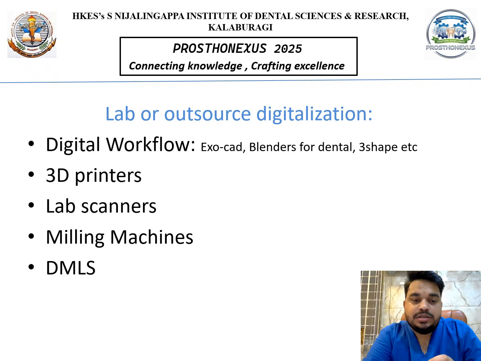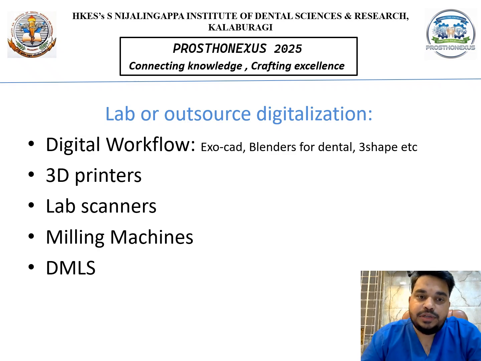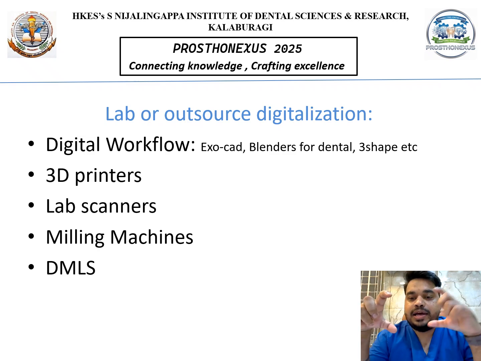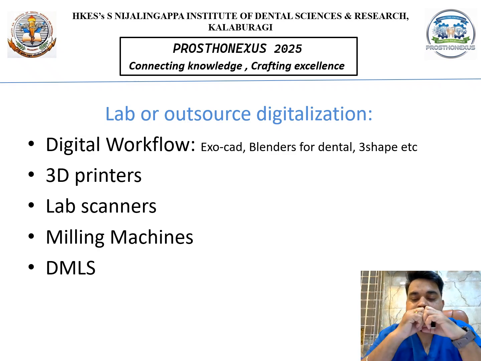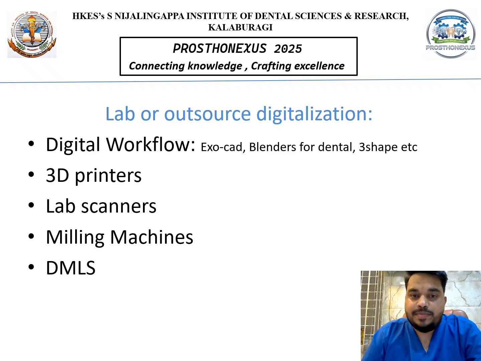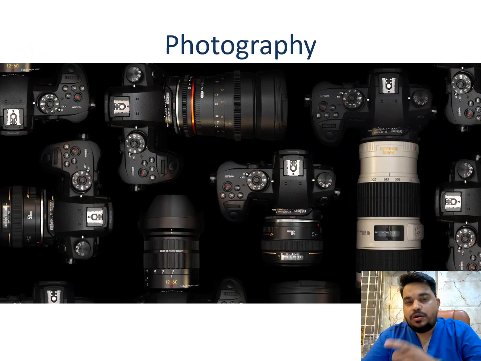Milling machines will be subtractive in nature. And we have DMLS; DMLS machines are additive, the 3D printers for metal. So if all these things are equipped in a lab, then digitalization becomes easy. The process of digitalization includes both the clinic and the laboratory procedures being synchronized. Okay, let's talk about photography.